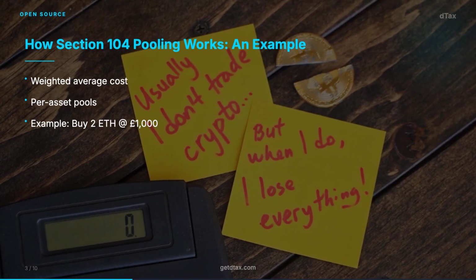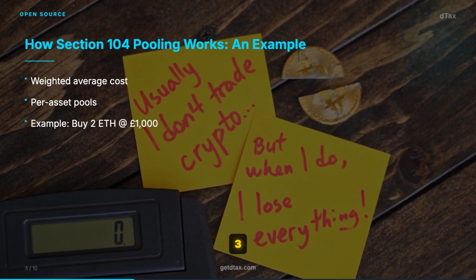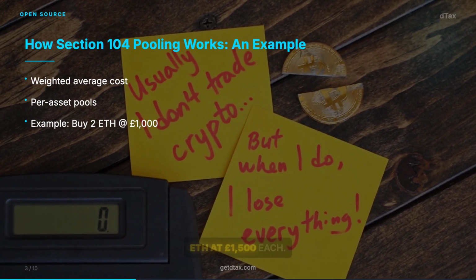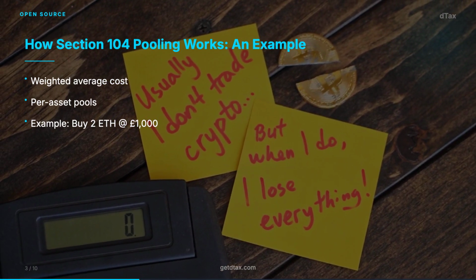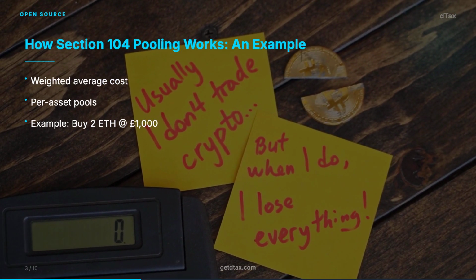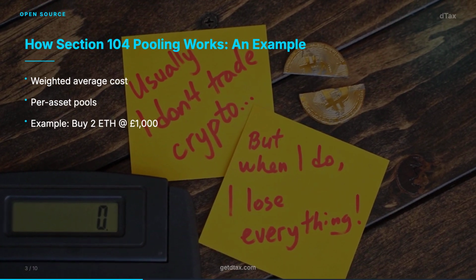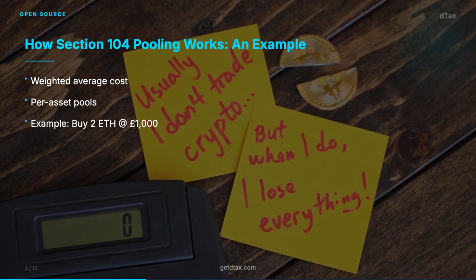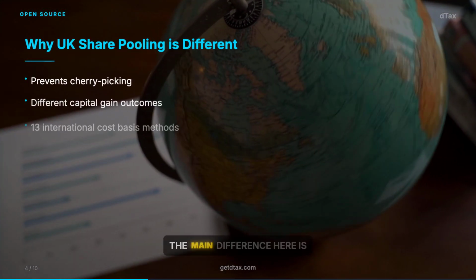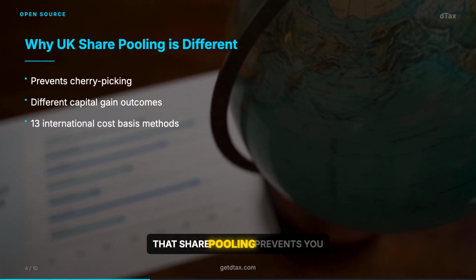This method applies independently to each crypto asset, so you'll have separate pools for your ETH, your SOL, and any other tokens you hold. This calculation directly matches HMRC's requirements under the Taxation of Chargeable Gains Act 1992, Section 104. Let's walk through a quick example to make this super clear.